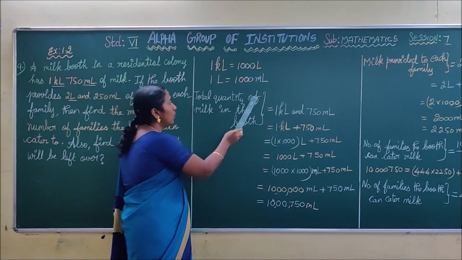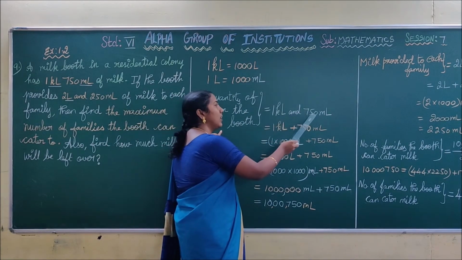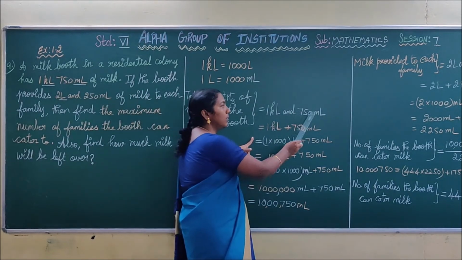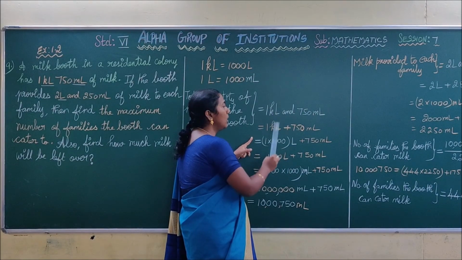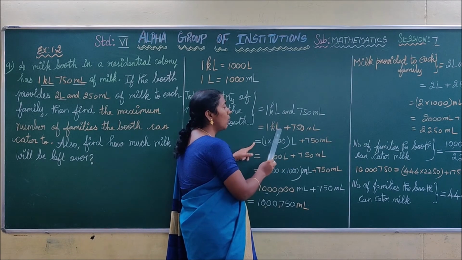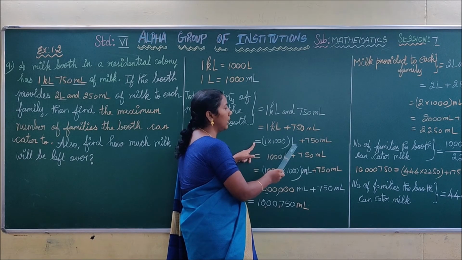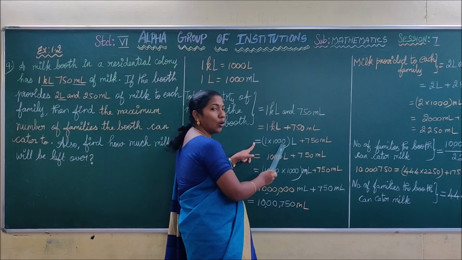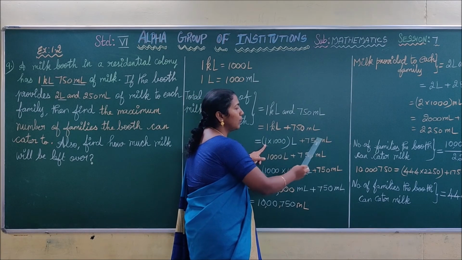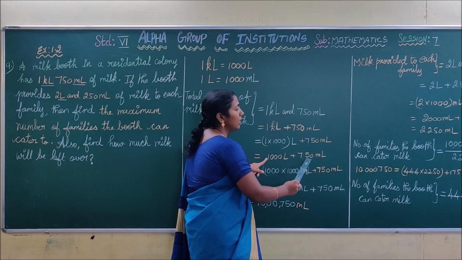First you have to write total quantity of milk in the booth is 1 kiloliter and 750 milliliter. Before converting its unit, you have to split this into 2 terms. That is 1 kiloliter plus 750 milliliter. We know that 1 kiloliter equal to 1000 liter, so you have to convert kiloliter into liter. You have to multiply this value by 1000. That is 1 into 1000 liter plus 750 milliliter. 1 into 1000, 1000. That is 1000 liter plus 750 milliliter.